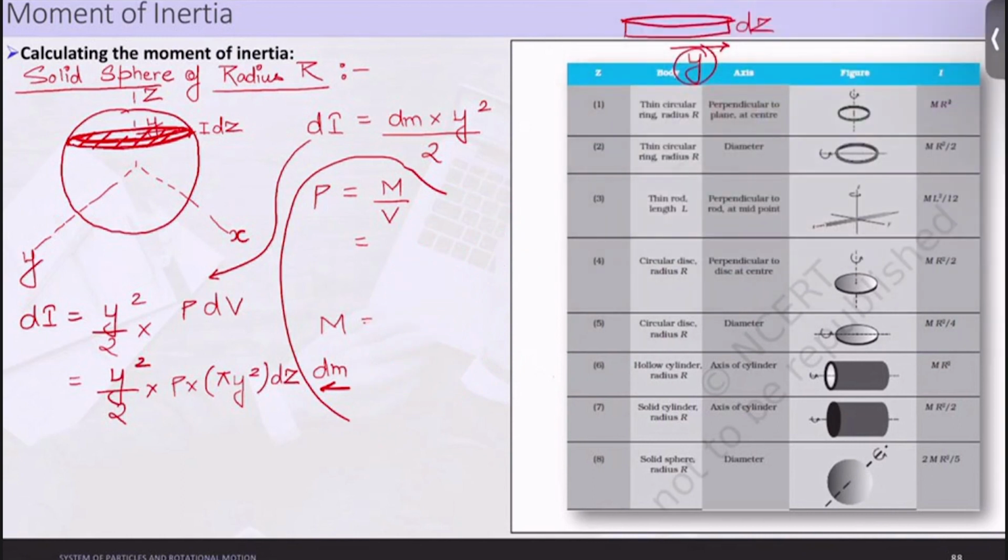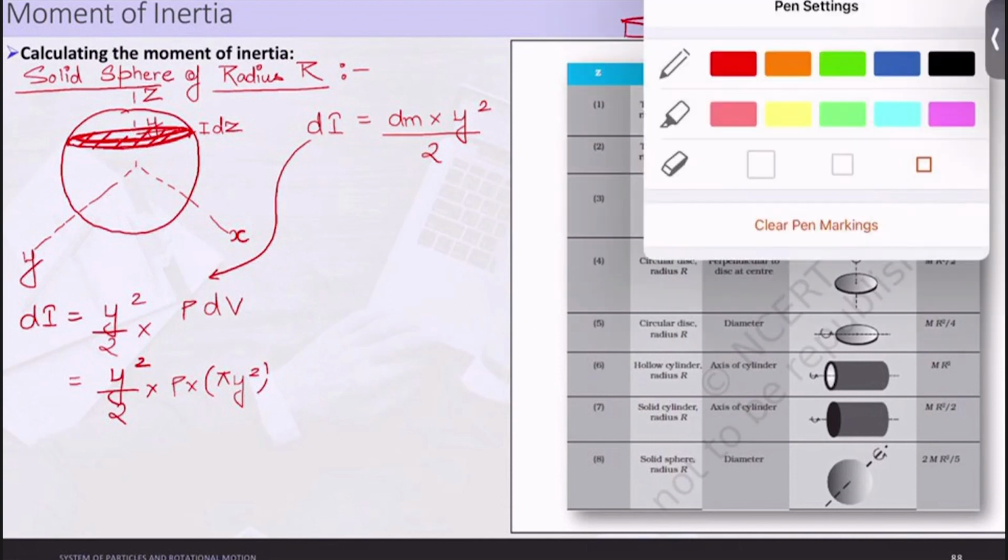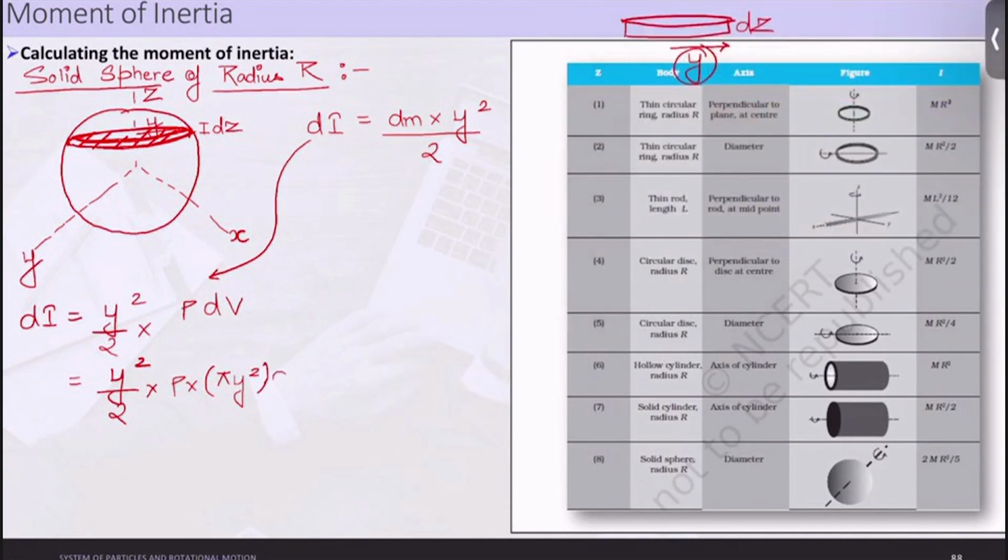Let me rub it so that I can get more space. People may approach it like this also, but this approach is not being utilized here. Till now we got pi y square by 2 into rho into pi y square dz. Fine. Now let us integrate it and find the results. Integrating, we get integration of dI equal to, putting all the constants outside, rho into pi by 2 times the integration of y to the power 4 dz, right?